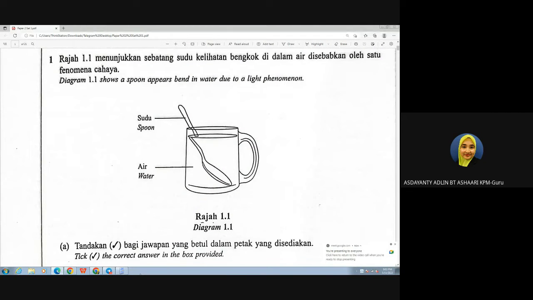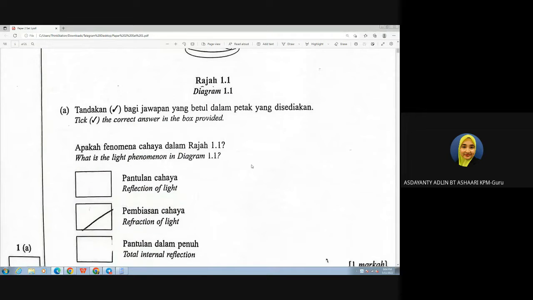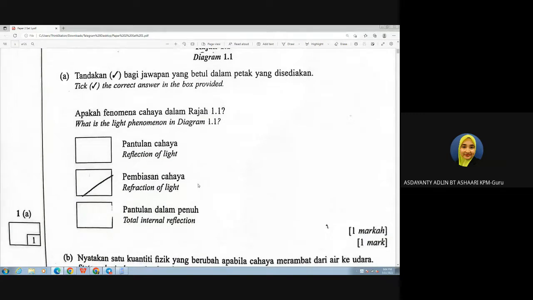Okay, so we will discuss page 14. Look at diagram 1.1, which shows a spoon that appears bent in water due to a light phenomenon. So what is a light phenomenon? For phenomena of waves, we have 4 types: reflection, refraction, diffraction, and interference. So the answer here is refraction of light.